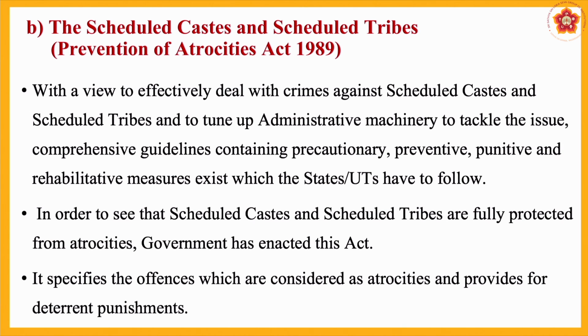It specifies the offences which are considered as atrocities and provides for deterrent punishments. So, they are going to specify what we consider as atrocity, that is also specified in the law, and what punishment is associated with what kind of atrocity. So, anybody who practices these kinds of atrocities against the scheduled caste will be liable for related punishments.